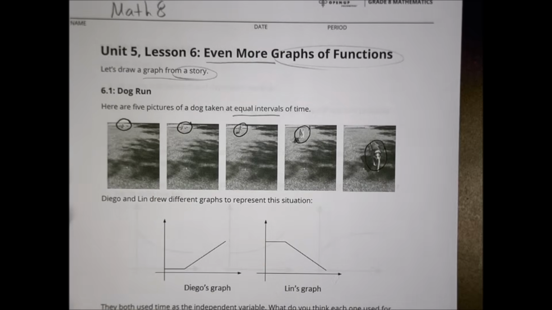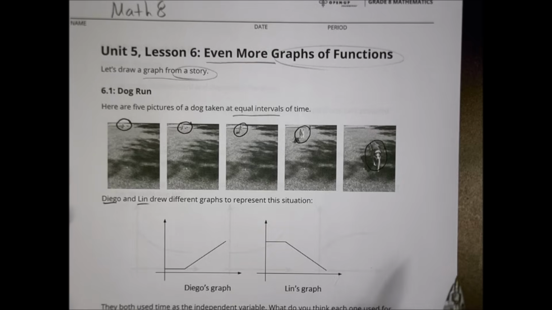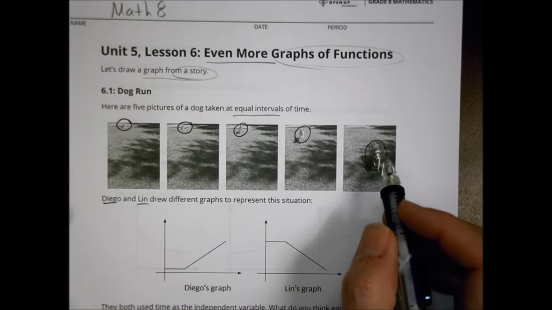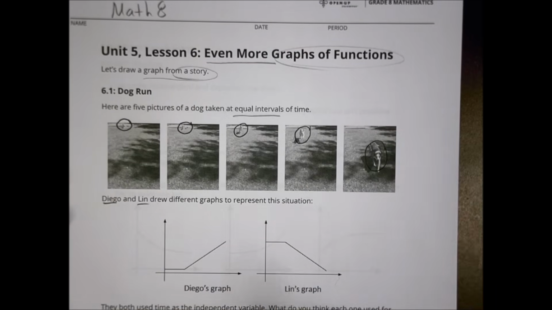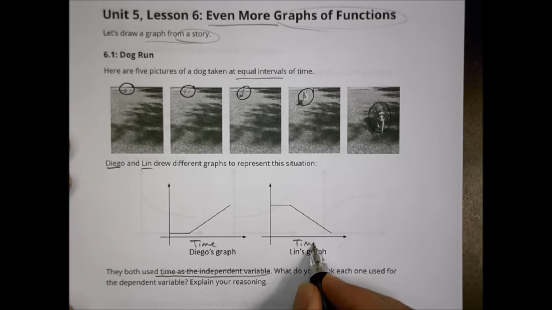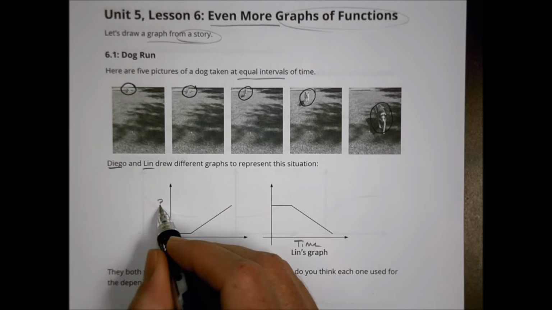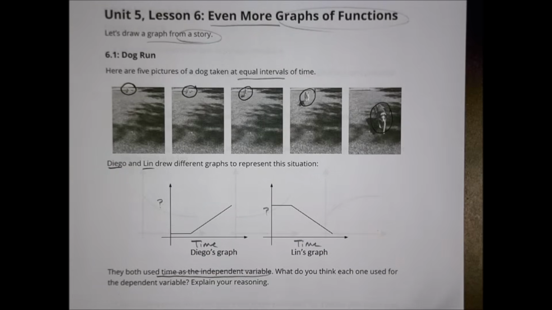Now it says that Diego and Lynn drew different graphs to represent the situation. They both saw the situation, and they made 2 different graphs to explain what they saw happening. Now they both used time as the independent variable. So time is down here on the x-axis, right? That's where time's going to be. And what do you think each one used for the dependent variable? Explain your reasoning. So this is where you had to think about, what did they decide to make the y value of? What was the y value?